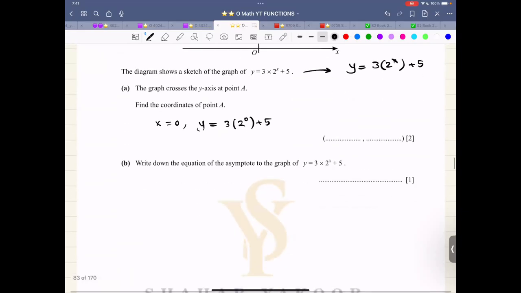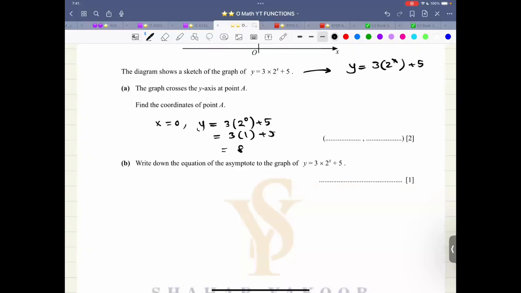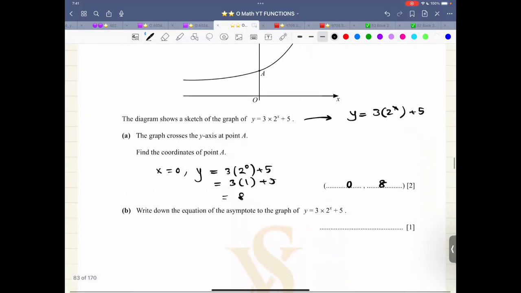And then 2 power 0 is 1. So therefore, this is 3 into 1 plus 5. This comes out to be 8. So therefore, the coordinates of point A, that is the x coordinate, that is the y coordinate, that's how you label it. Now let me just correct this thing also over here. So this is y is equal to this thing. Just a 2-mark basic question.